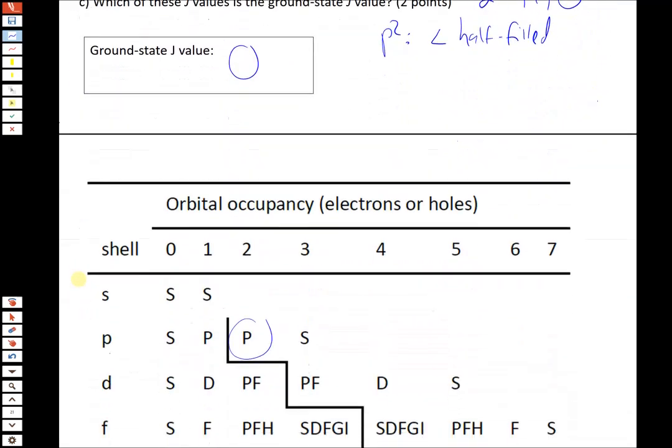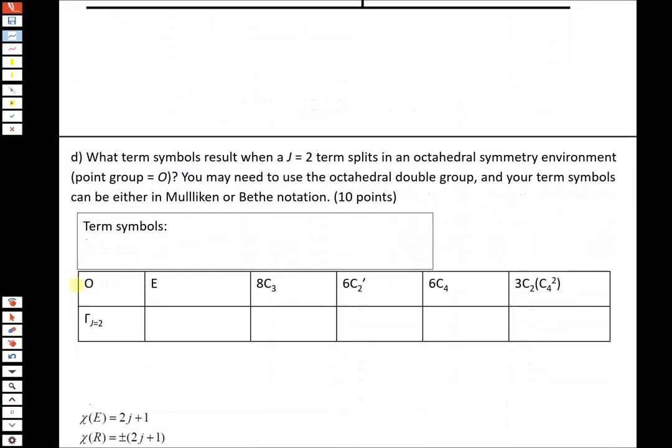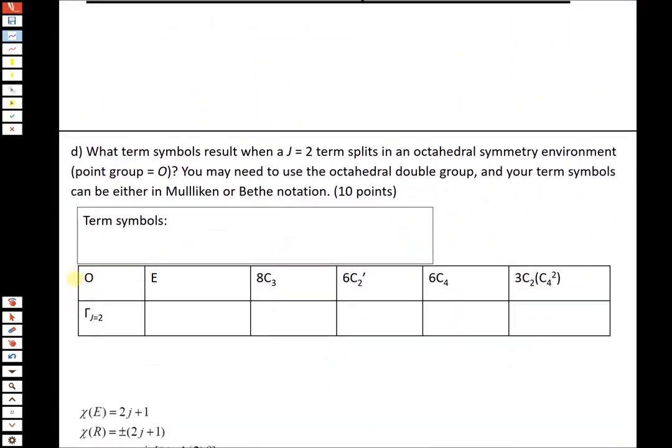Alright. Then the very last question was, this was the only question on spin orbit coupling, the last topic that we covered on the very last day of class. We want to know, if we have a J equals 2 term and it splits in an octahedral environment, what are the term symbols that result?